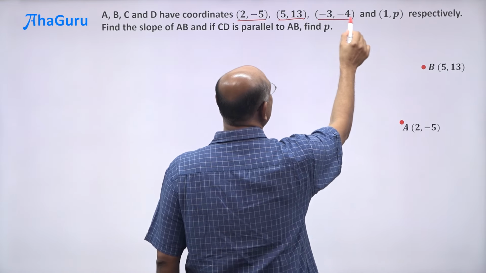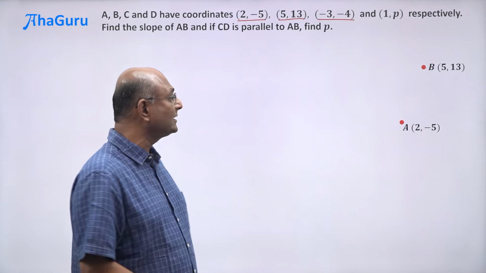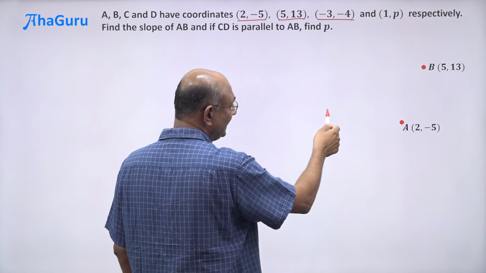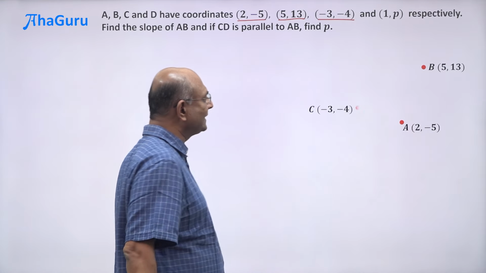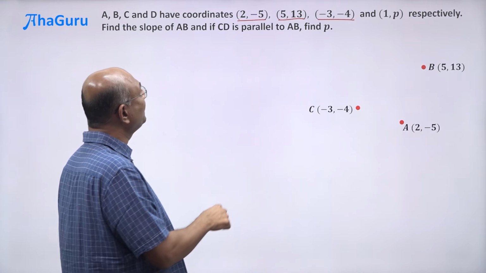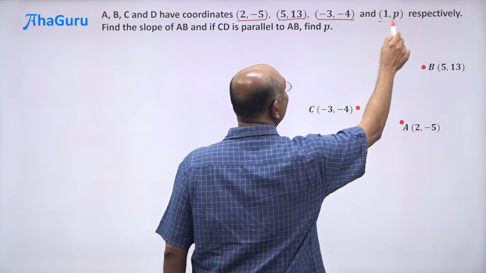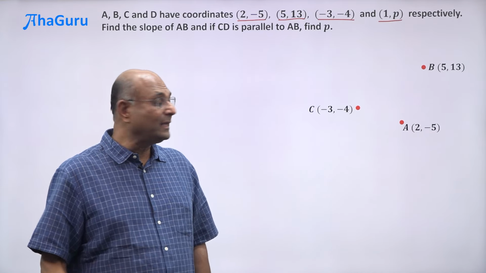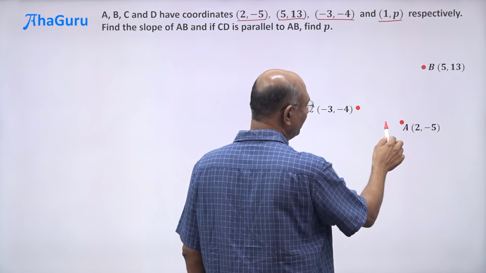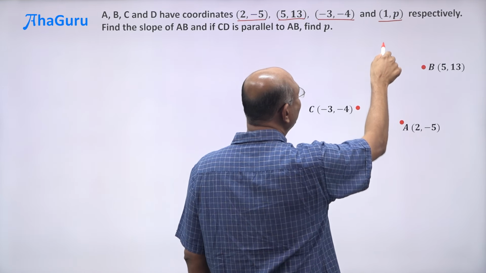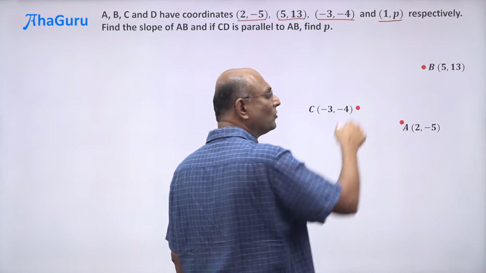C has coordinates minus 3, minus 4. Minus 3, minus 4. It has to be a little bit above and to the left. So somewhere there. That is C, minus 3, minus 4. And D has coordinates 1, P. 1, well, it has to be a little bit to the left of A, but it could be there. Where exactly we don't know, right?